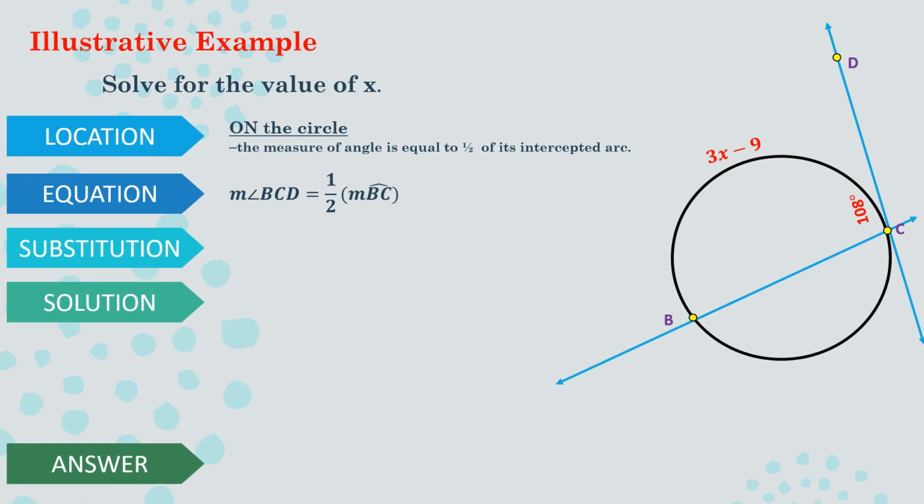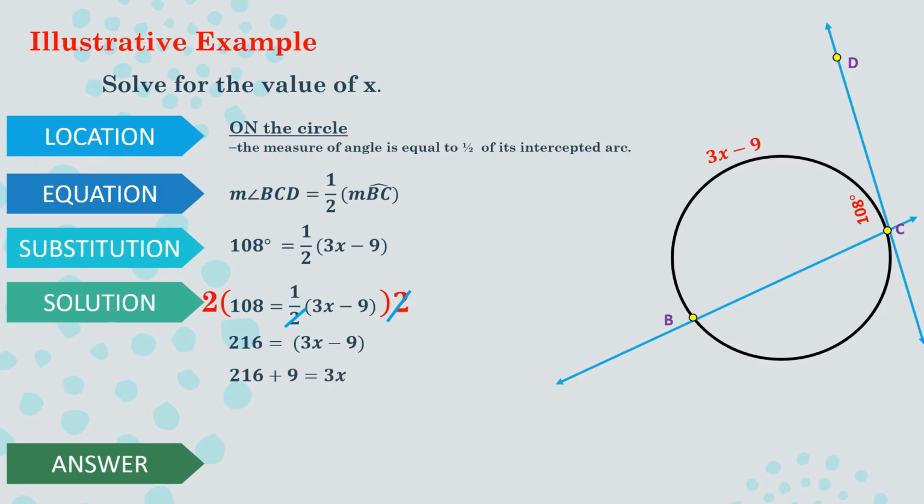Then we're going to use the given measures on our figure to replace the measurements in our equation. And that will give us 108 degrees replacing angle BCD is equal to 1 half of 3x minus 9 replacing measure of arc BC. Then to solve for this, we multiply both sides by 2, and that will give us 216 is equal to 3x minus 9. Then isolating your x variable on one side, we will have 216 plus 9 equals 3x. That will give you 225 equals 3x. Dividing both sides by 3, we will have x is equal to 75.